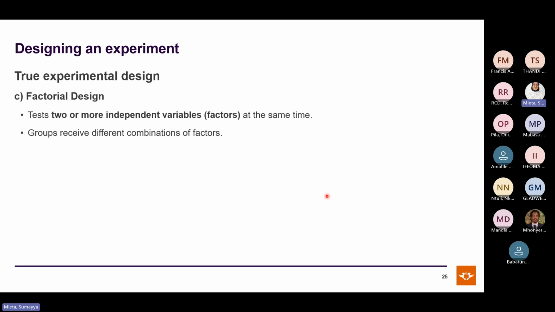Okay, so this is a more complex experimental design in that you don't only have one independent variable that you are testing, you are testing numerous independent variables at the same time. So for each variable, you would have a control and an experimental group.